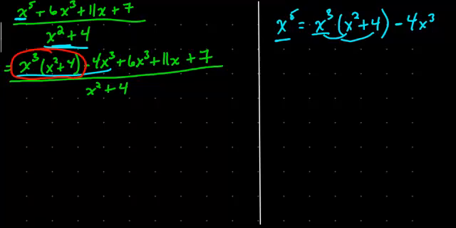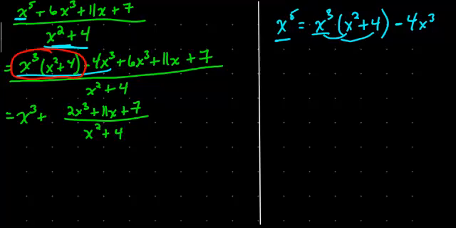That is, this equals x to the third plus, and now I've got negative 4x cubed and plus 6x cubed, so that's going to be plus 2x cubed plus 11x plus 7 over x squared plus 4.